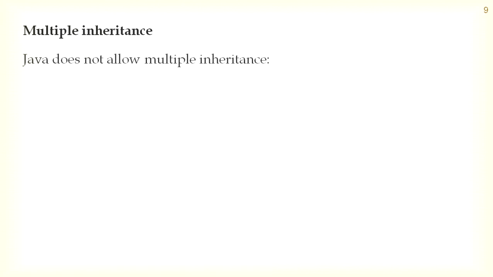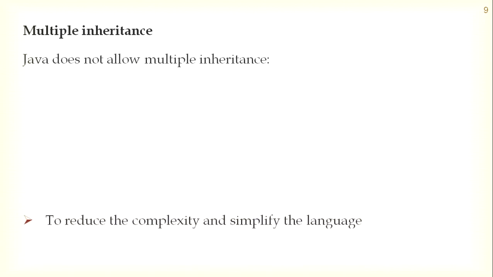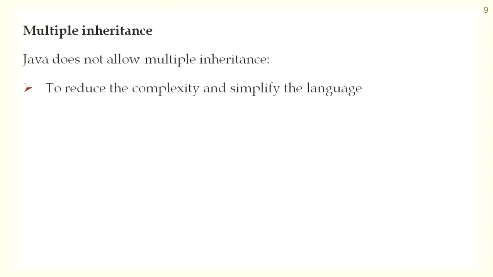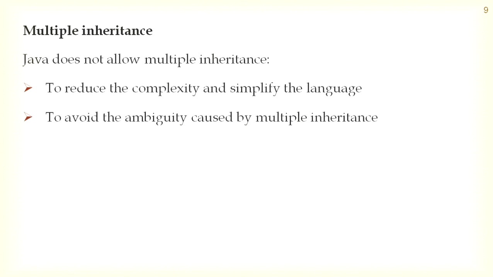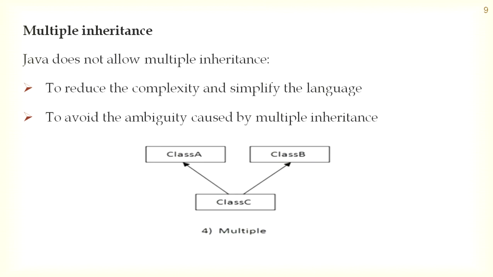Multiple inheritance. Java does not allow multiple inheritance; for this, Java uses interfaces. This is to reduce complexity, simplify the language, and avoid the ambiguity caused by multiple inheritance. Here class C inherits the properties of class A and class B. This is multiple inheritance, with two parent classes and one child class. Java doesn't allow multiple inheritance.